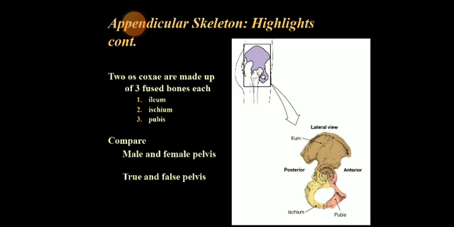In the appendicular skeleton, as we see in the figure, the hip bone, or in other words the girdle type, is made up of 3 fused bones. These are called the ilium, ischium, and pubis. These are compared between the male and female pelvis, in other words the true and false pelvis. In the figure, we see the lateral view of the pelvis. It has 3 bones, showing ilium, ischium, and pubis, both posteriorly and anteriorly.